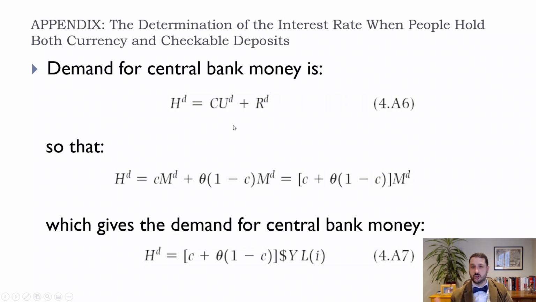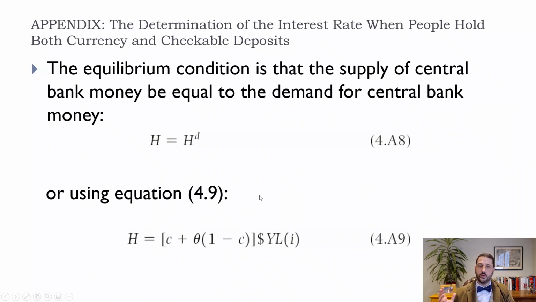Demand for central bank money is currency plus demand for reserves, so that's C times MD plus theta times 1 minus C times MD. We factor out the MD, we get C plus theta times 1 minus C times MD, which is finally the demand for central bank money once we replace MD with our nominal GDP and the liquidity function, right? Now, we know central bank money demand has to be equal to central bank money supply, or high-powered money, or monetary base. And so that's how we get H is equal to C plus theta times 1 minus C, all times nominal GDP times the liquidity function.